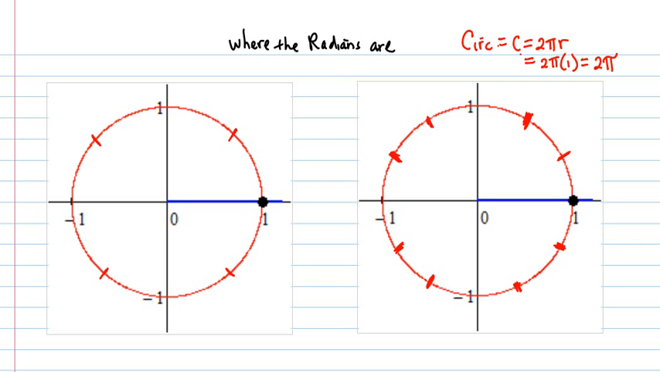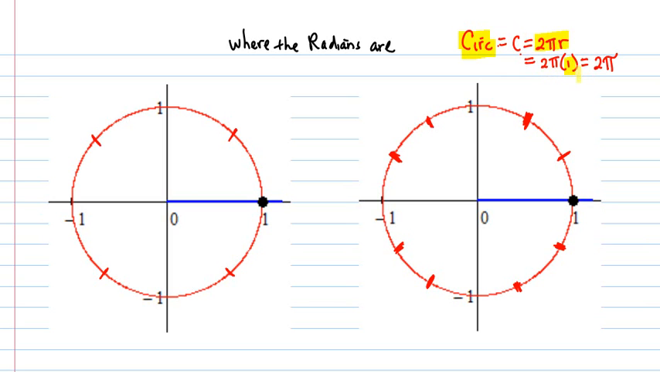Let's go over radian measure angles. First thing we have to realize is that the circumference of a unit circle is, of course, 2 pi r for any circle, but the radius is 1 on a unit circle. So circumference of a unit circle is 2 pi. So it's 2 pi radians around the circle.